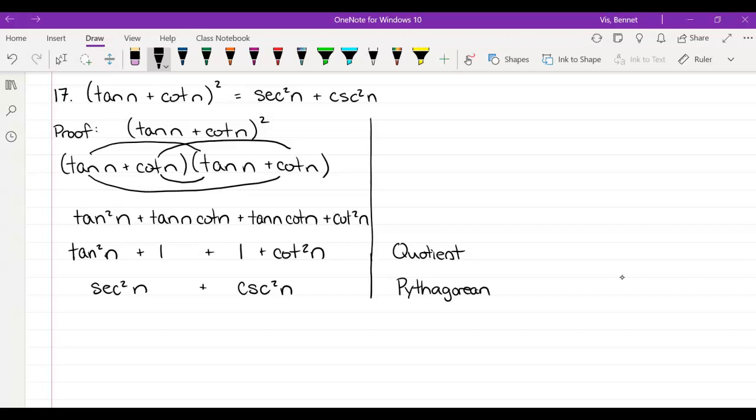I did that distribution, my reciprocals make 1 here, and I'm left with what I wanted, and I finish it off. Therefore, the tangent of a thing plus the cotangent of a thing squared, it's the same as the secant squared of that argument, that thing, plus the cosecant squared. And that's what I wanted to show, QED.